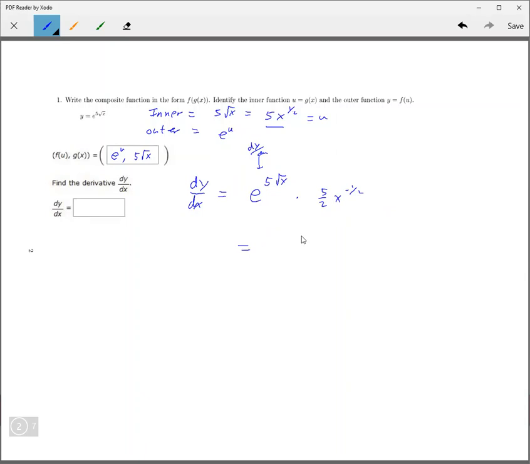And x to the negative 1/2 is the same as 1 over x to the 1/2, which is the square root of x. So that should work here for the answer for that one.